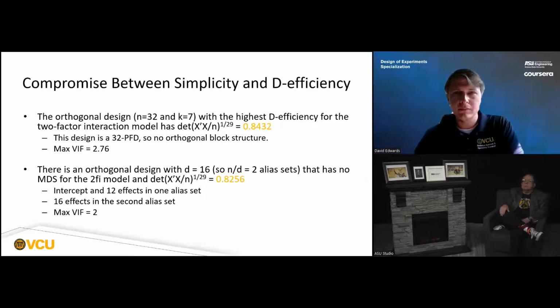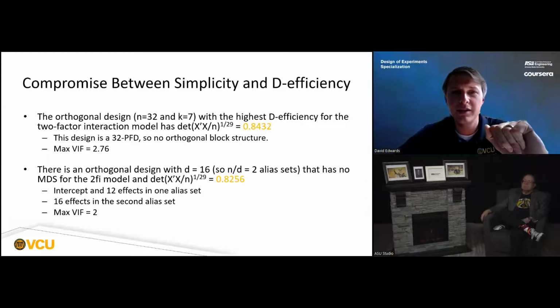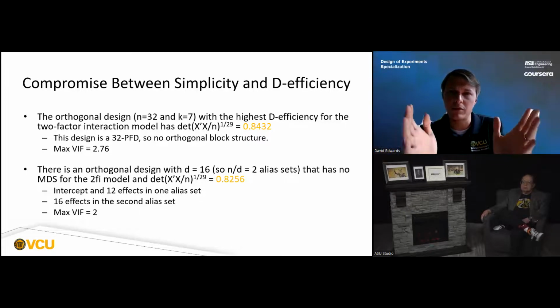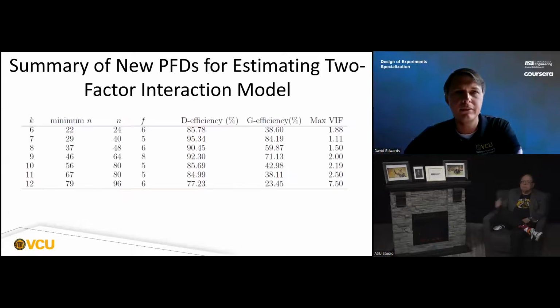The regular design would probably not be able to estimate the two-factor interaction model at all. It would probably have all this complete confounding, so your D-efficiency would be 0 for that regular design. The D-optimal orthogonal design has 84.32% efficiency, but there's no structure really. And here's a design that is a compromise between those two. A little bit simpler aliasing structure, still estimate the model, and I've only lost a little bit in terms of my D-efficiency.